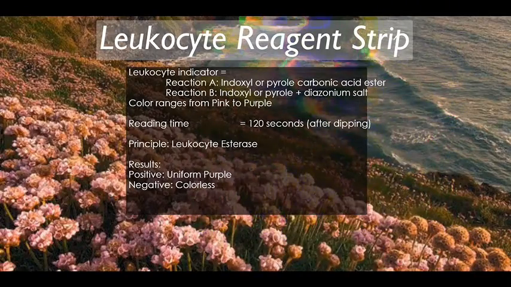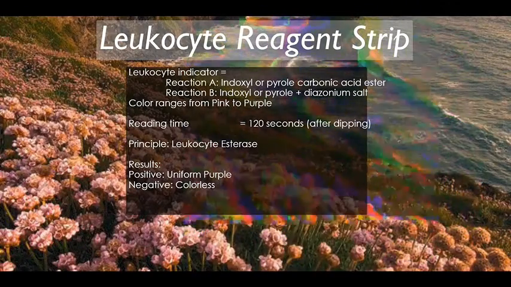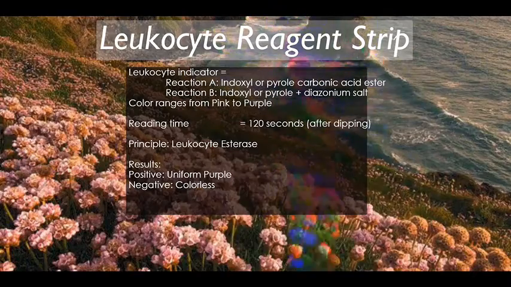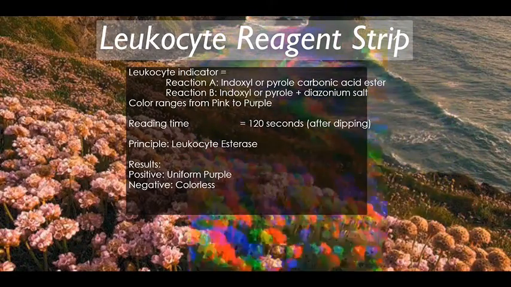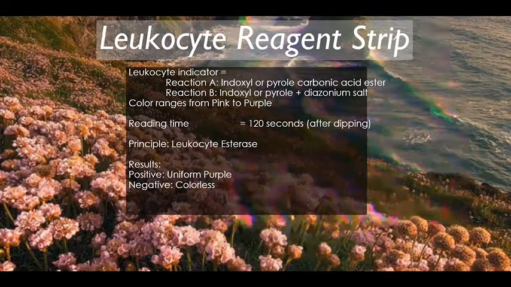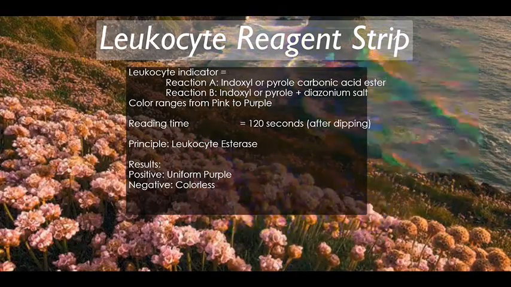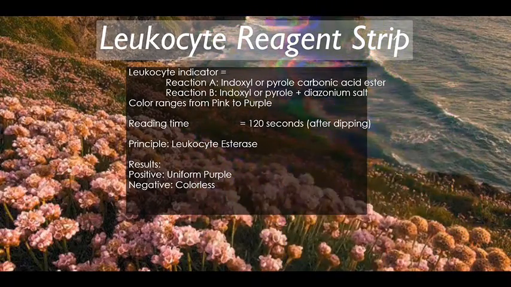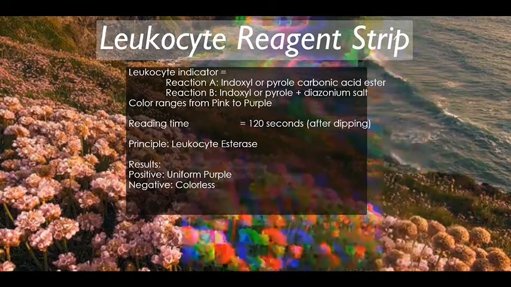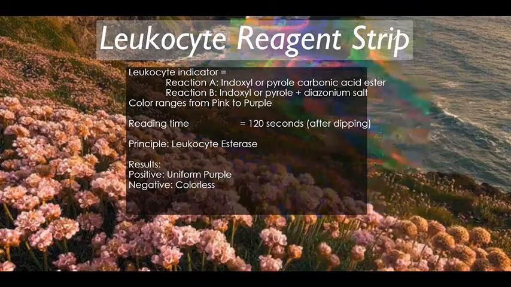Here we have the reagent strip for leukocyte esterase. The leukocyte indicator in reaction A is indoxyl or pyrrole carbonic acid ester, and in reaction B is indoxyl or pyrrole plus diazonium salt. The color changes correspond to the urine specimen's number of leukocytes at the reading time of 120 seconds after dipping. Its principle is leukocyte esterase. The positive result is uniform purple, and the negative result is colorless.